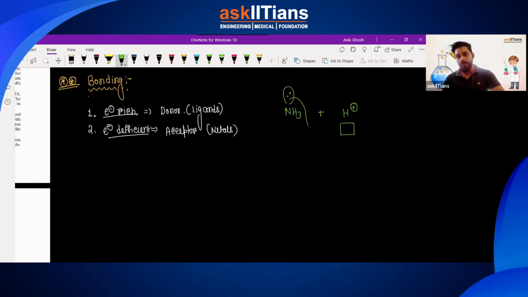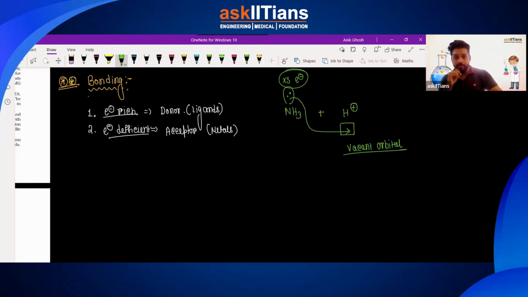Now the lone pair is being donated there. Focus on this part. The donor donates both the electrons to the acceptor, and the acceptor accepts both the electrons of the donor. So that means, in order to make a coordinate covalent bond, you need one species with an excess of electrons and the other with a vacant orbital. This is something you have to understand first. Without a vacant orbital, you cannot make a coordinate covalent bond.